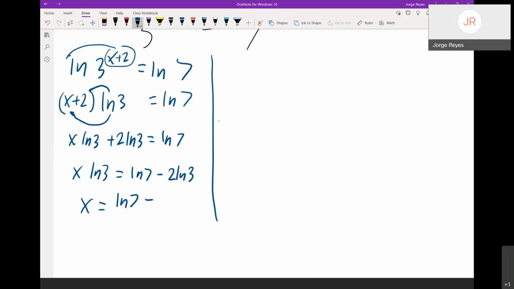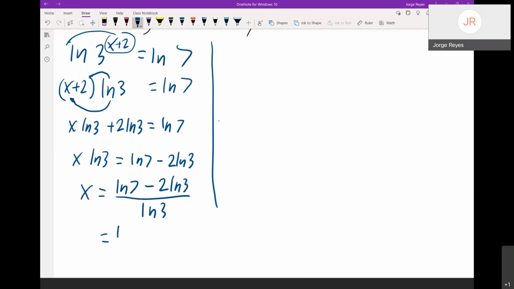Natural log 7 minus 2 natural log 3 divided by natural log 3. Okay? And then, just to show you, this is actually the same, right, with power rule. I actually could have done this at any time. These are the same answers, okay? But yeah, this is one way to do it.